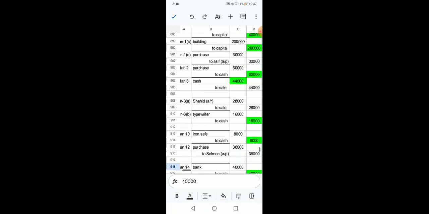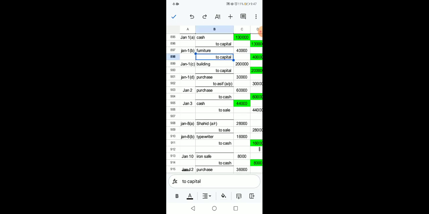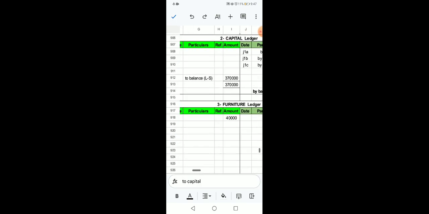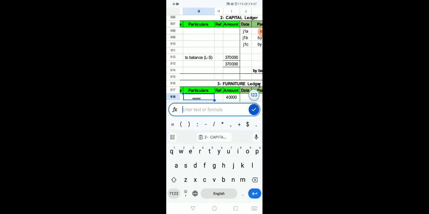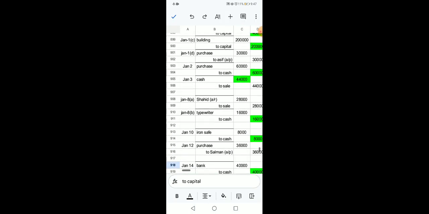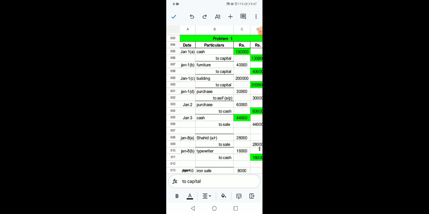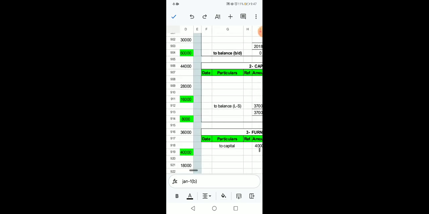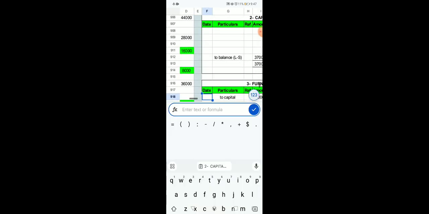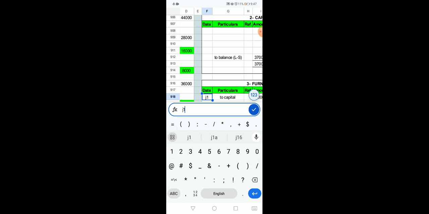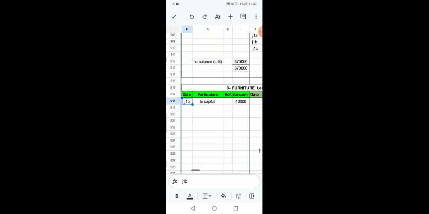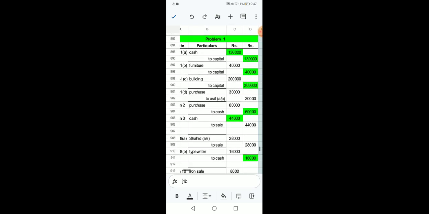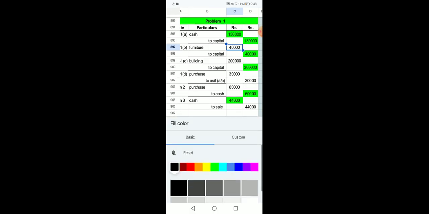See its reference of 40,000. What is written on the opposite side? It's 2 capital. So you are going to put 2 capital in the particular column as reference. For 40,000, what is the date? January 1B is its date. So we put that date in the date column. Posting of 40,000 is completed. We were talking about furniture. 40,000 completed. Mark it as done.